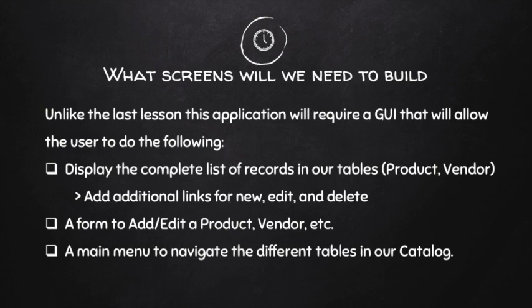Once you select which component you want to work with, we're going to display a list of all the records in a nice user-friendly table on the screen. Within that table, we will also provide buttons for editing and deleting that individual record. We will also add a button to the top of our table that will allow us to add new products or new vendor data to our database.